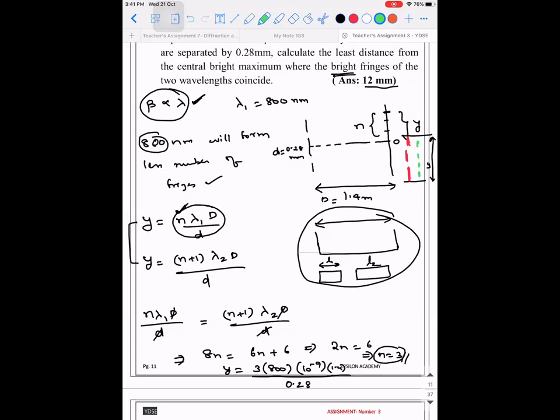Okay, to conclude, you can write this down because these kinds of questions might come for MCQs. The number of fringes will be inversely proportional to fringe width. Number of fringes will be inversely proportional to fringe width.